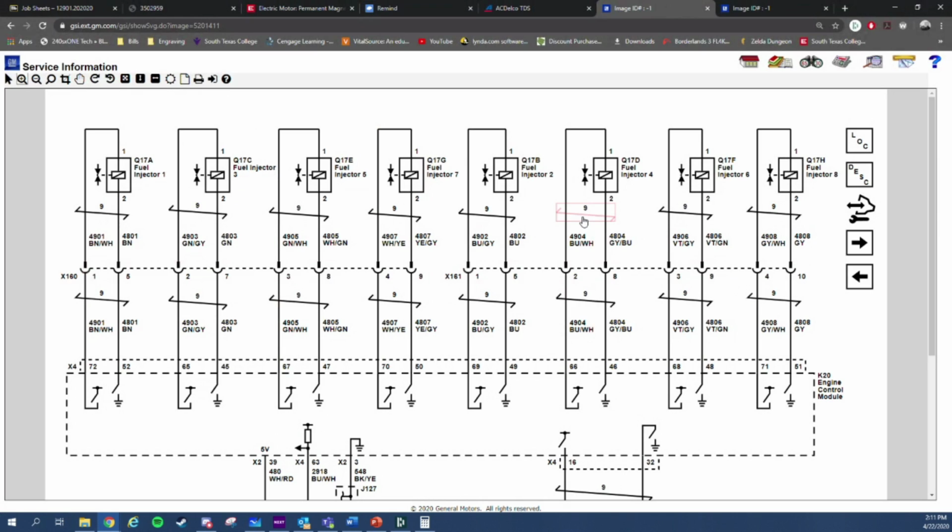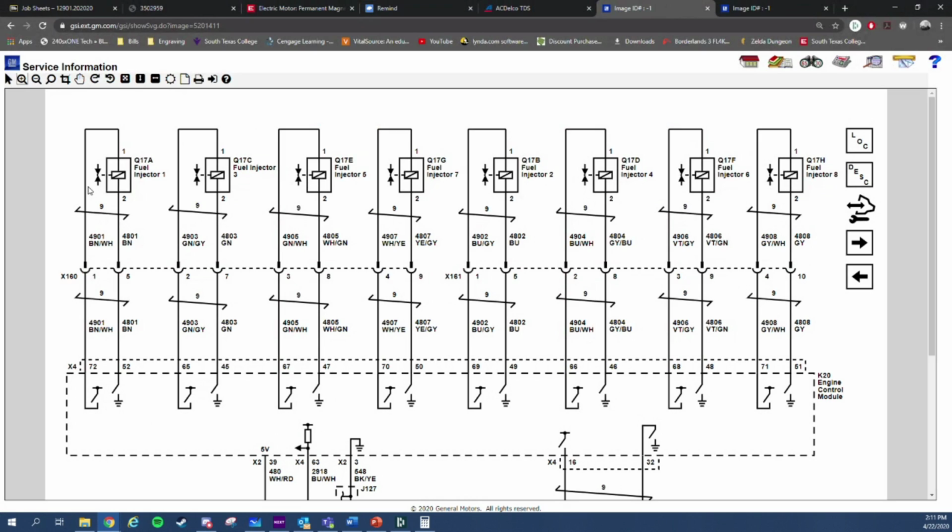But that's what I wanted to show you guys on the new 2020s. I'll try to find one that has dual fuel systems, which is going to be port injection as well as direct injection, and I'll get a schematic and show you that. If this one was dual fuel, you would have 8 direct and 8 port, so a total of 16 injectors on one engine.